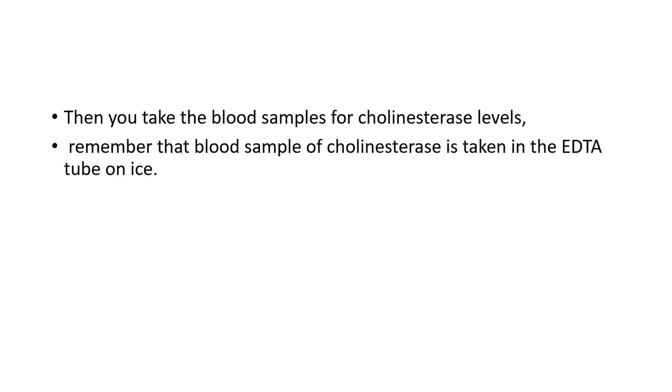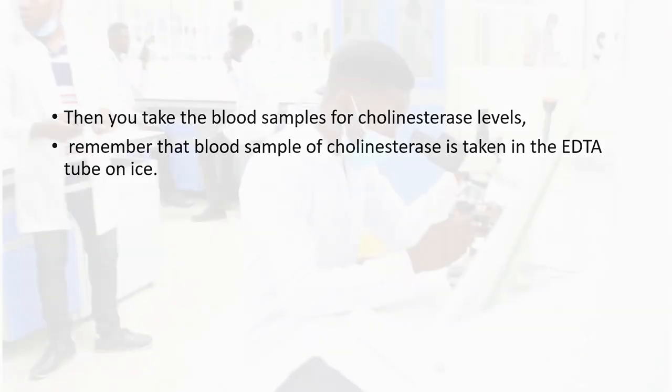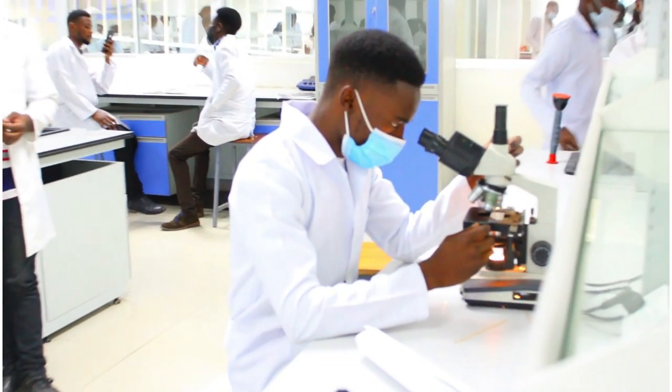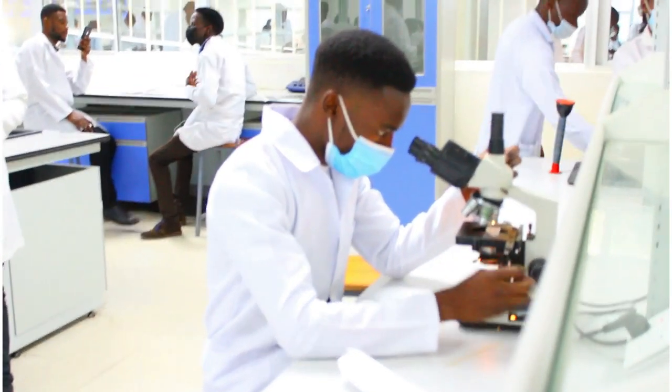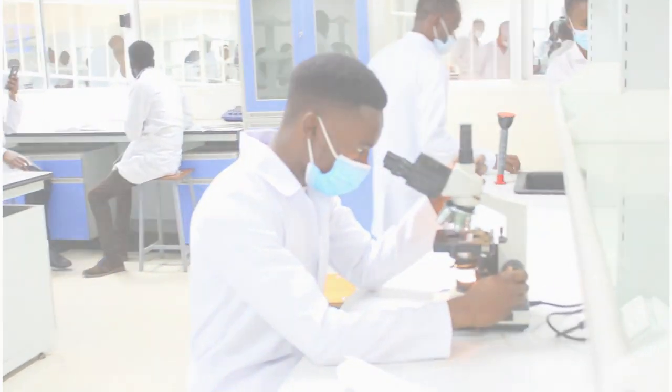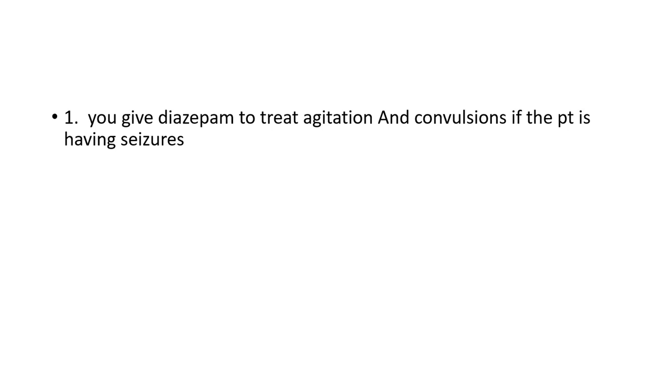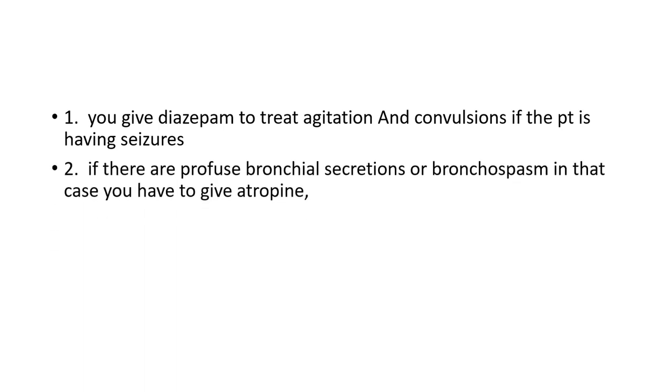Remember that the blood sample for cholinesterase is taken in an EDTA tube on ice, so you put the EDTA tube in ice while you shift it to the laboratory, because you have to maintain a temperature of 4 degrees Celsius, otherwise the result will be wrong. If the patient is convulsing and having seizures, you can give diazepam to treat agitation and convulsions.